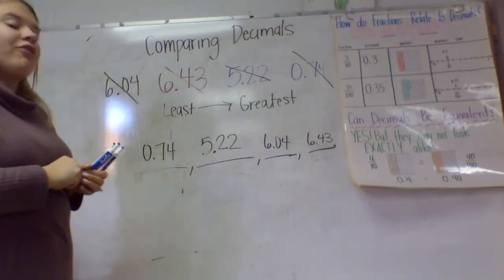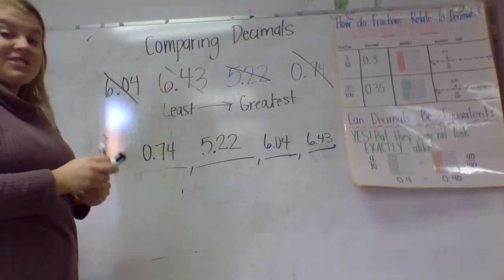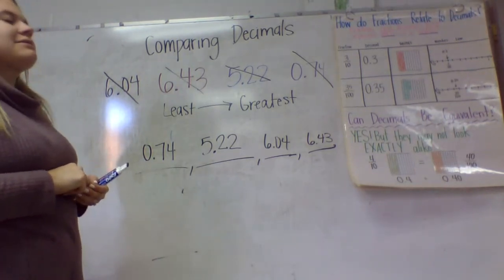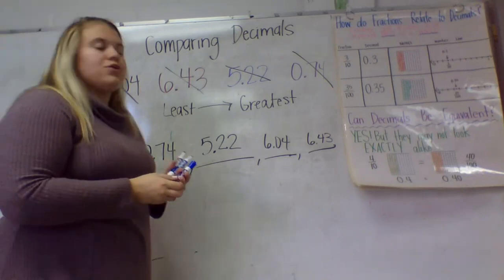If it were to ask you to go from greatest to least, you would do the same thing, just in backwards order. You would look for your biggest number, then your next biggest, then your next biggest, all the way until you get to the smallest.